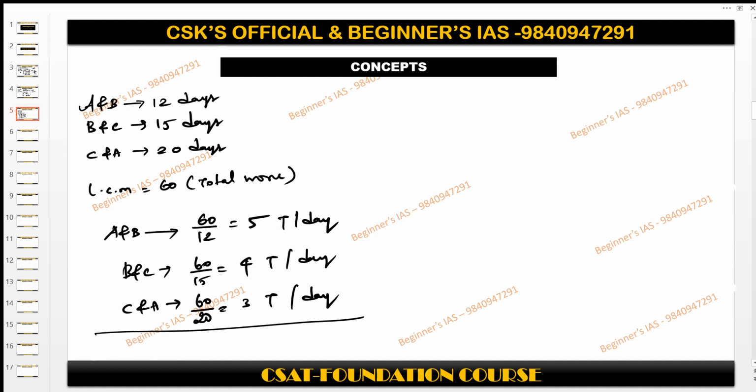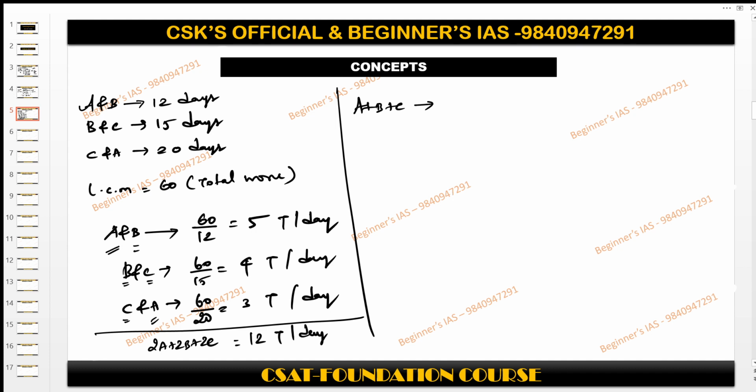If all of them are working, listen very carefully. In order to calculate their one day work, we will add here. So 5 plus 4 plus 3, 12 toys per day. Please remember carefully, while adding, A plus A, 2A, C plus C, 2C, B plus B, 2B. So this is nothing but 2A plus 2B plus 2C. Therefore, you need to find A plus B plus C. What is A plus B plus C? 6 toys per day.